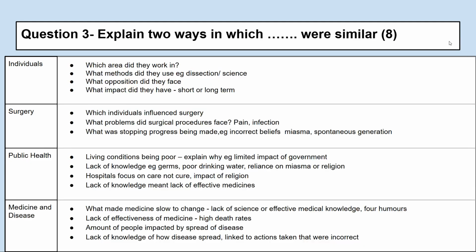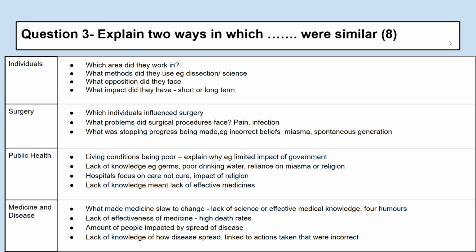And so if we look at the fields we've had with questions before and what's come up, here are just some prompts to help you think for each one. So for individuals, what area did they work in? Methods used, opposition faced, and the impact that they had in the short term and in the long term. If your question's about surgical methods or surgery, think about the individuals during that time who influenced surgery. Problems that procedures faced during both times, pain or infection, and why. And what's stopping progress being made, like those incorrect beliefs, miasma, spontaneous generation.